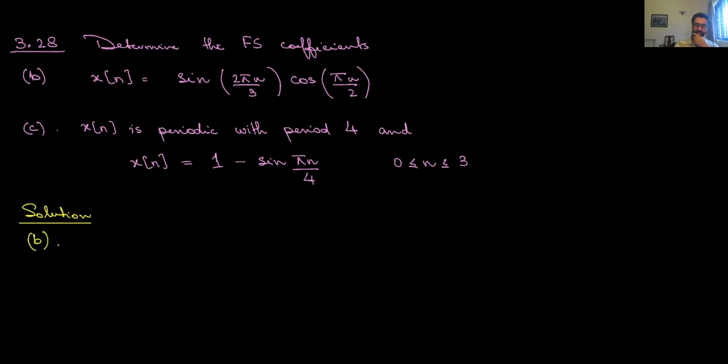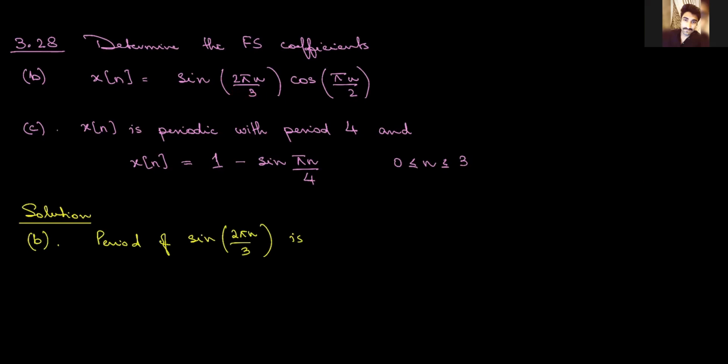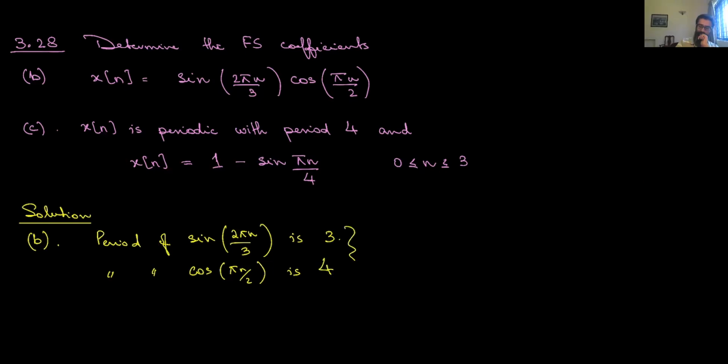So what is the period of x of n? What is the period of sine 2 pi n divided by 3? Fundamental, 3? Good. And the period of cosine pi n by 2? What is this? 4. So what is the overall period? 12.